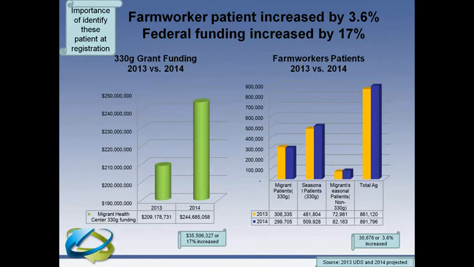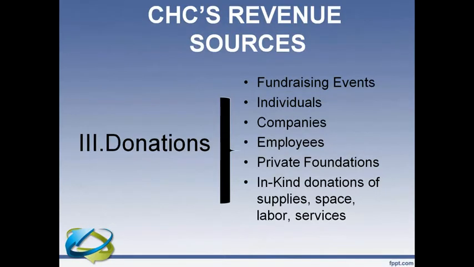So here, I can't reemphasize enough that patients need to be identified into the correct population groups in order to ensure that you are identifying them. So if you look at this, you've got 17% more funding, but your patient population based on what is projected as being reported is only 3.6%.